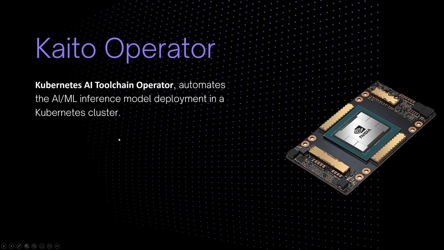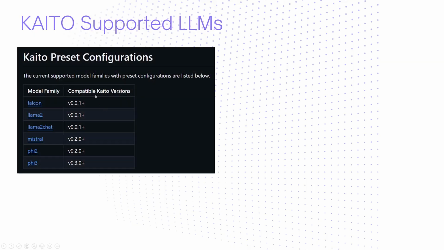Kaito stands for Kubernetes AI Toolchain Operator, which automates the AI/ML inference model deployment in a Kubernetes cluster. So what this does is that it can take these supported models listed at this URL. At the moment of this recording, you have Falcon, Llama 2, Llama 2 Chat, Mistral, Phi 2, and 3. And you can deploy those large language models onto a Kubernetes node pool with a defined VM, a virtual machine SKU with a GPU, especially an NVIDIA GPU.